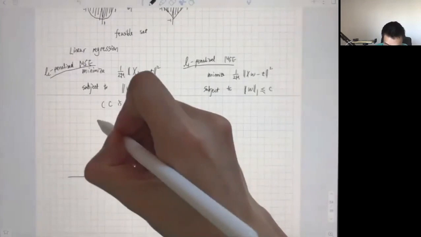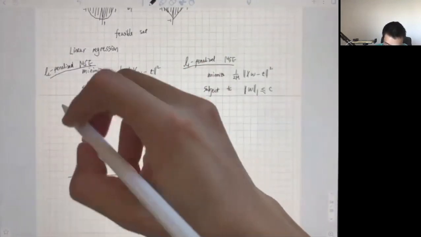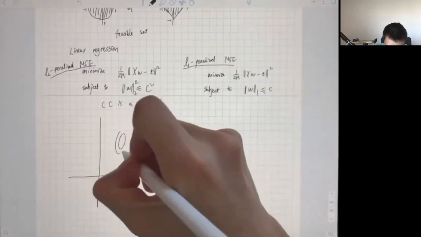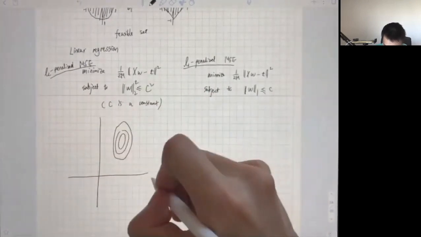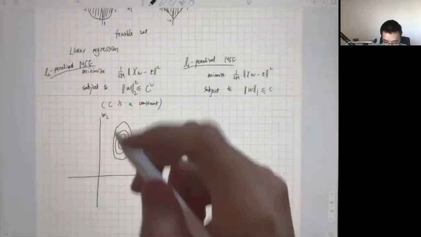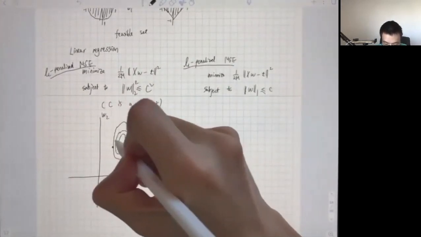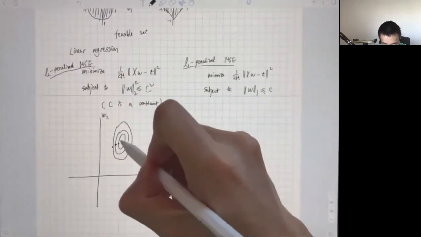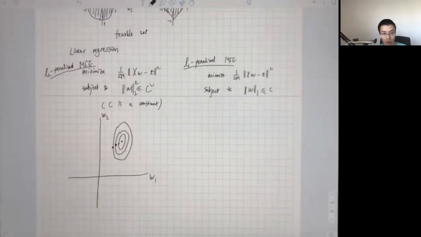And pictorially, let's assume this is my loss. W1, W2, and this is the contour of my loss, okay? It just means for this point, the loss is greater than this point, which is greater than this point, and the minimum loss is this, okay? So the most inner contour gives you the least loss.